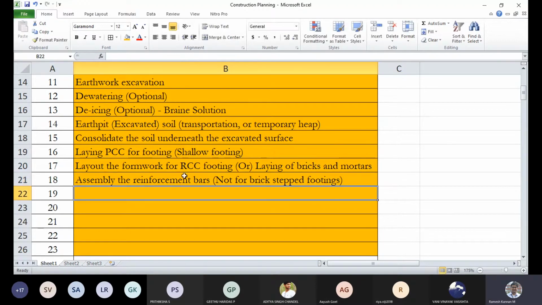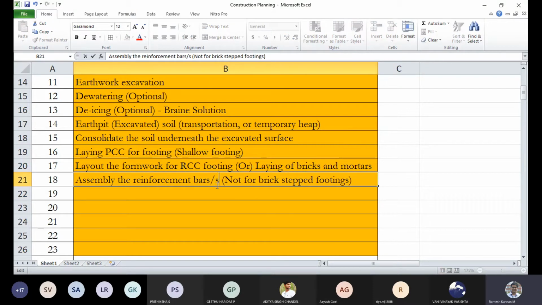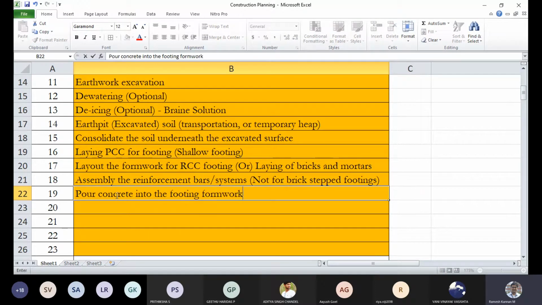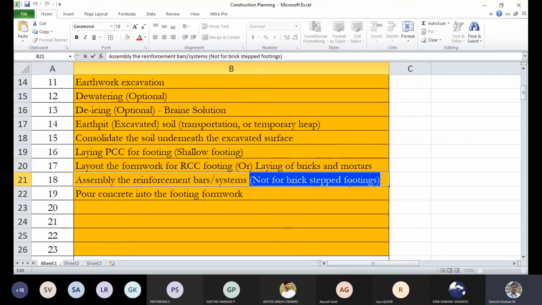Say this is one activity. Then once it is assembled, we call it the reinforcement system, because that includes not only bars but binding wires, the stirrups and so on. So that's a very important thing. And then it's a very interesting thing. Once that is done, then pour concrete into the footing formwork, and something like brick coating or stuff coating.